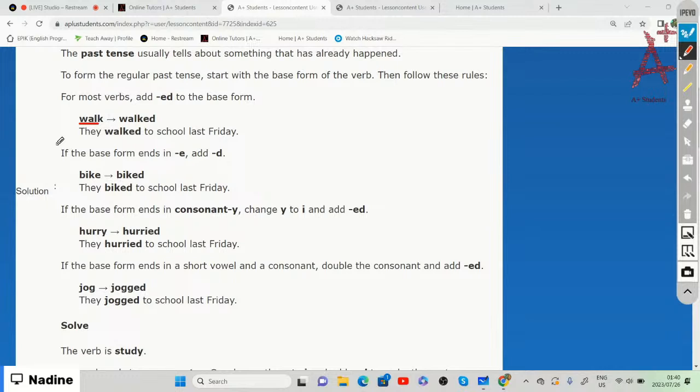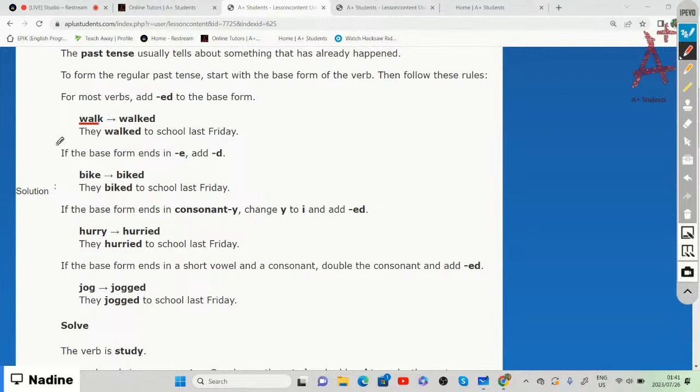So if we look at the example, the first example says bike. So bike is our base form of the verb. If we change that word to a regular past tense verb, our word goes from bike to biked. So they biked to school last Friday, meaning that they took their bicycles to school on Friday, which was last week Friday. And last week Friday gives us the indication that it is in the past.